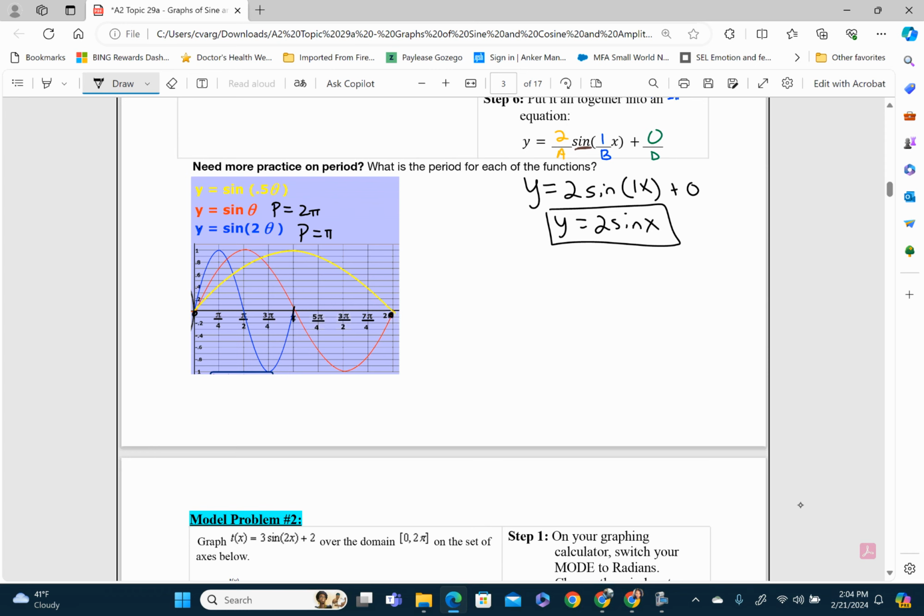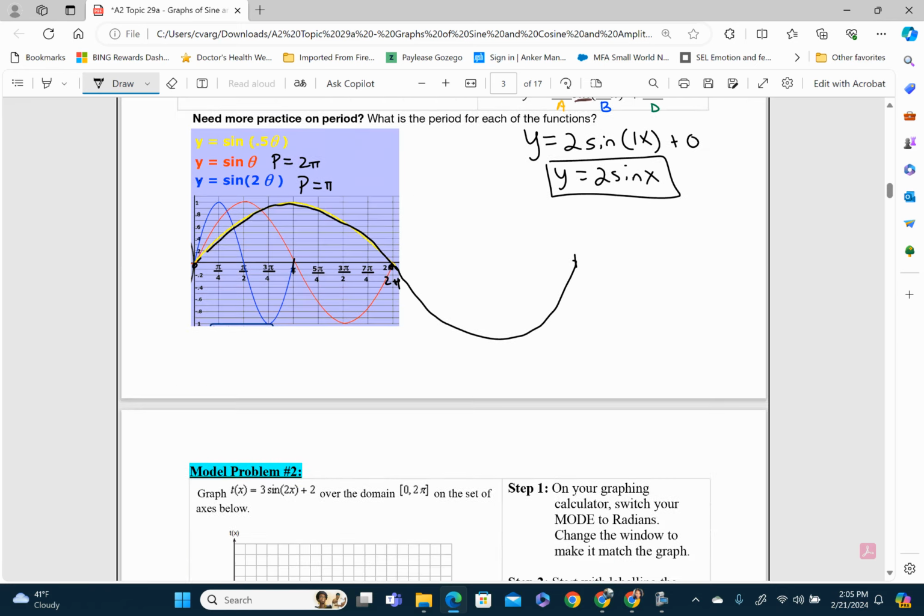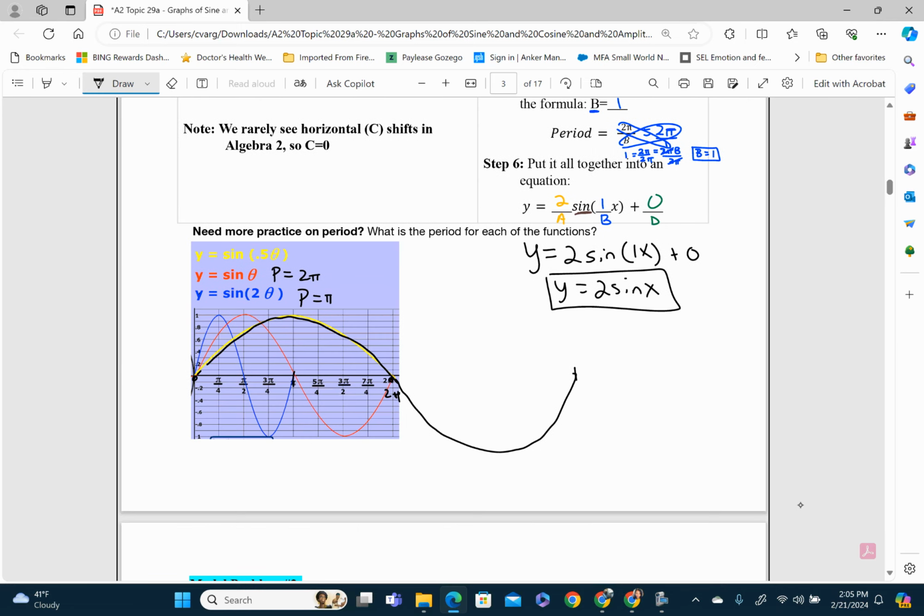And for my yellow graph, okay, it starts here at 0, goes up, comes down. That's only half my cycle. So this is at 2 pi. So I'm going to do another 2 pi, right? It has to come back and go up. So this is going to be another 2 pi. 2 pi plus 2 pi is 4 pi. So my period for my yellow graph is going to be 4 pi.